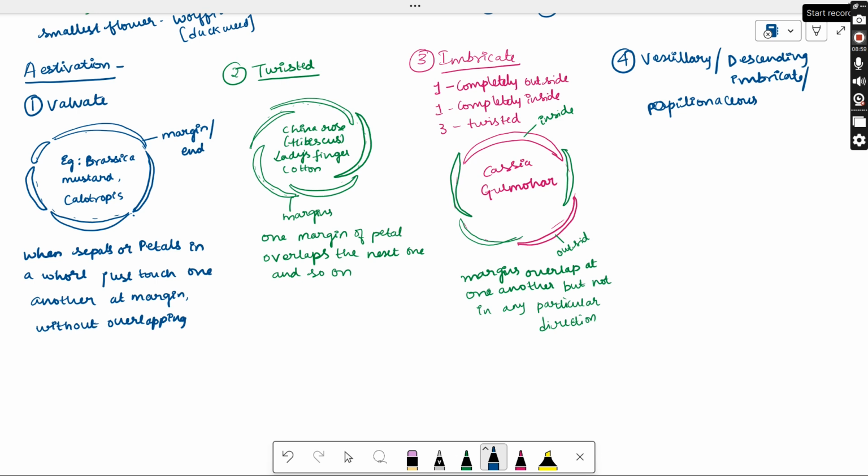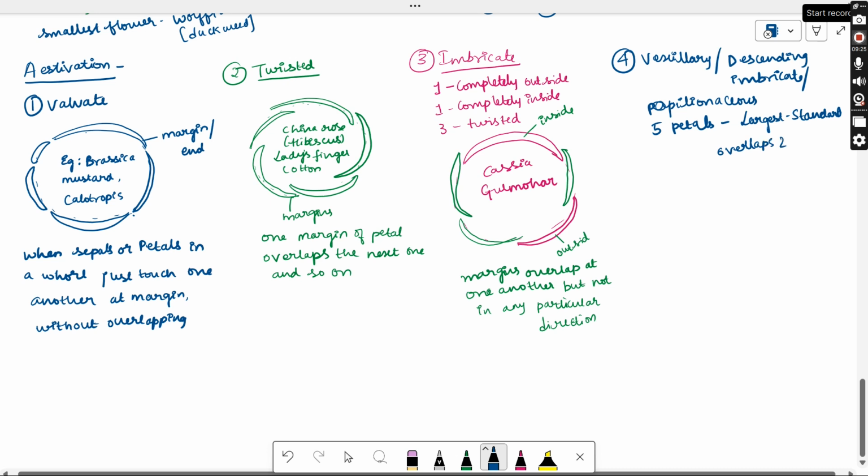The one is the largest one and it is covering the two small, and the remaining two small will be covering the two more small. So total 5 petals out of 5. The one largest petal will be there, that is called the standard. And there are two smaller ones. So this largest one will be overlapping the two more smaller ones, or two lateral petals.